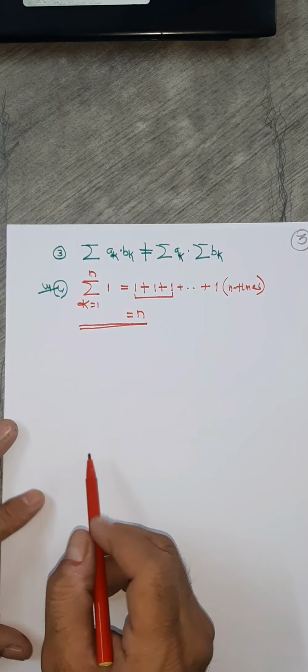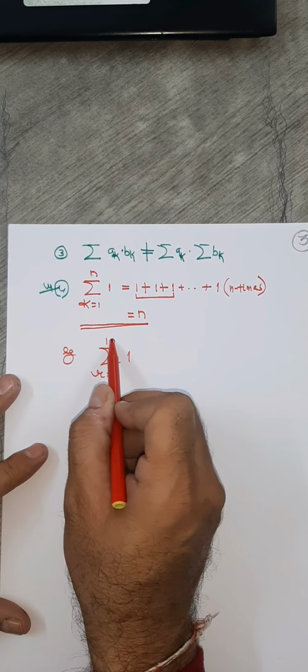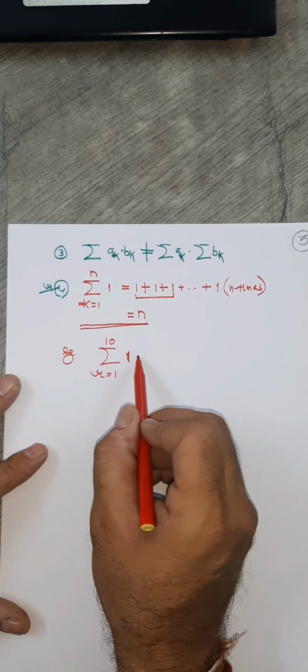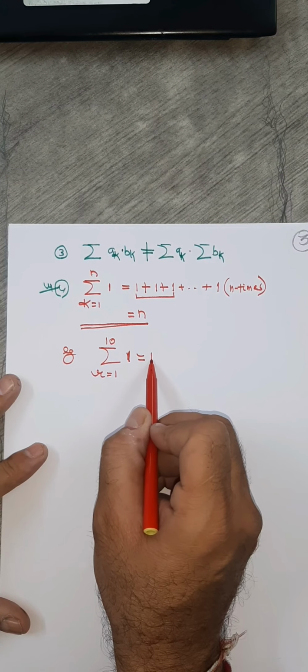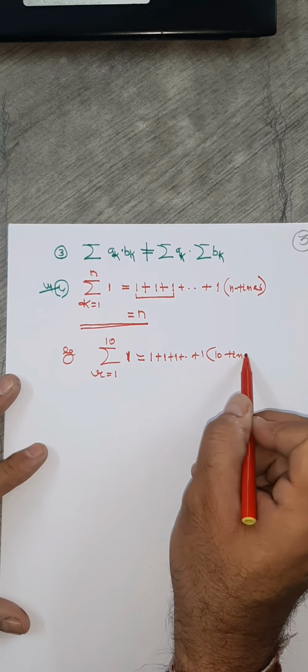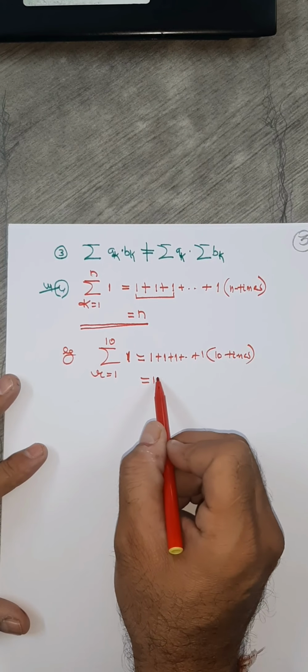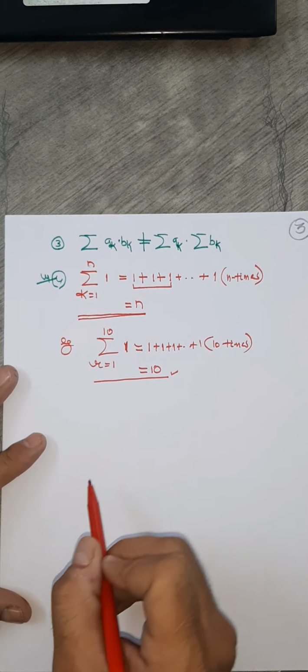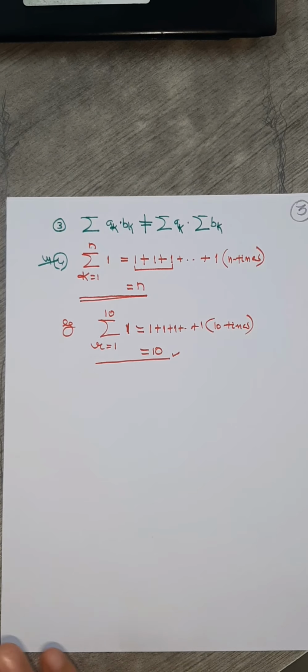Like this, if I write sigma 1, r runs from 1 to 10, what is the meaning of this? 1 is added how many times? 10 times. 1 plus 1 plus 1, how many times? 10 times. So it will be just 10. Fine? Okay, so this is all in all about sigma and those three first important results.